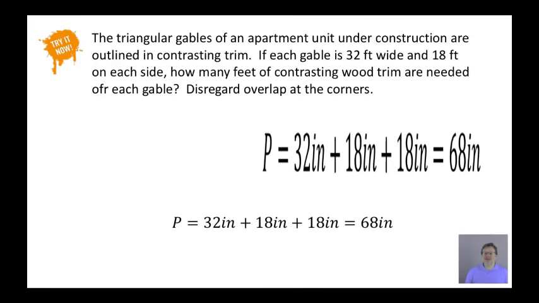Welcome back. Well, it looks like I'm having a few technical issues here. We should still be seeing that picture of the triangle in place of another copy of that equation showing our calculation here. In addition, this should be in feet, not inches here. 32 feet plus 18 feet plus 18 feet should be 68 feet.